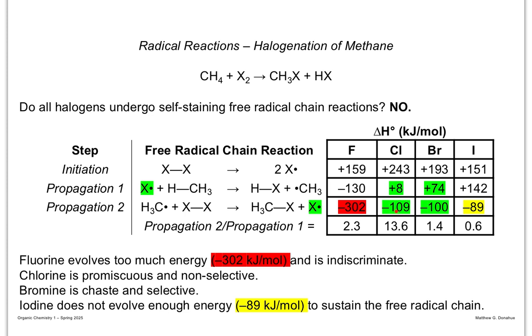So because that number 109 for chlorine exceeds that, we say chlorine is promiscuous. And what I mean by that is you have a choice, primary, secondary, tertiary. No matter what, chlorine can substitute any of those. It's not very selective.